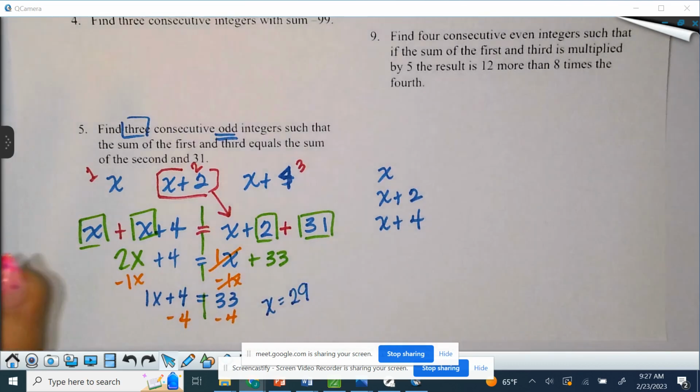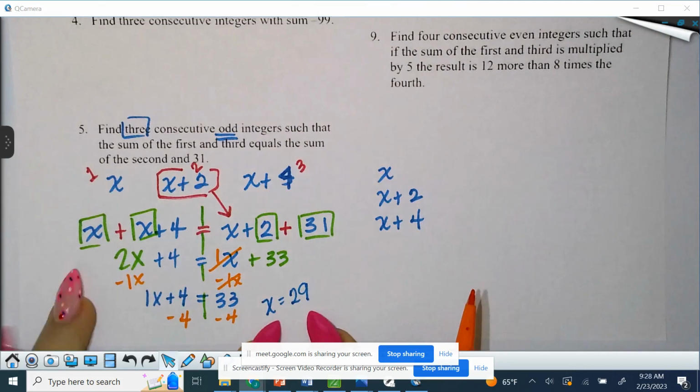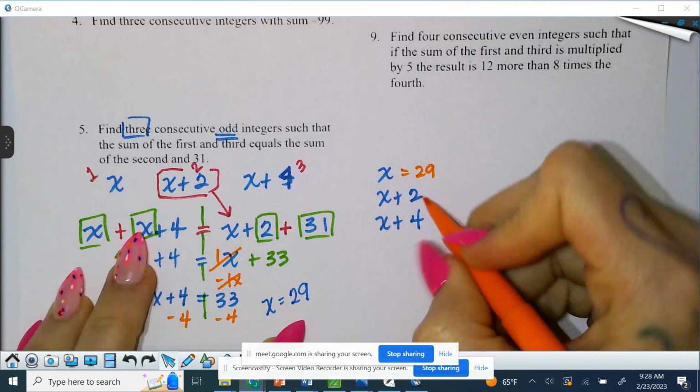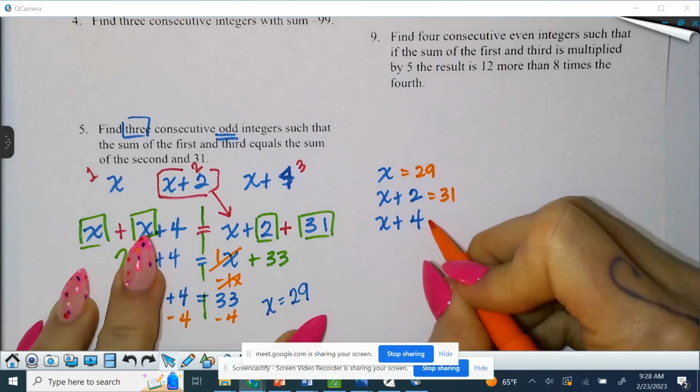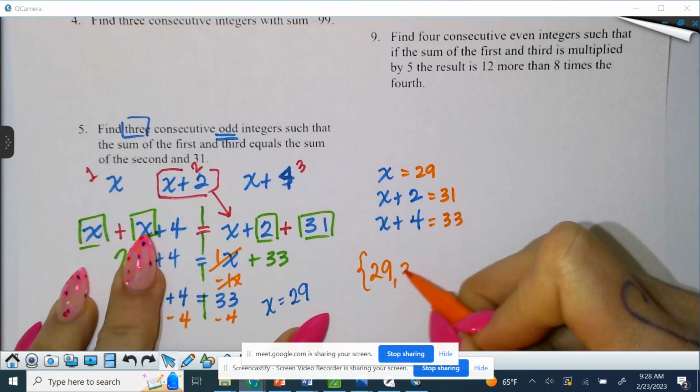Now, one way you can check this definitely says it has to be odd. So if I ended up with 30 at the end, we've made a mistake. The number has to be odd, and it could be how you set it up. It could be something you calculated, but don't jump off the deep. I mean, use those little obvious things to check yourself before you just hit full send and get an answer choice. So x is 29. So if x is equal to 29, x plus 2 is going to give me 31, and x plus 4 is going to give me 33. So my list of numbers is 29, 31, and 33.